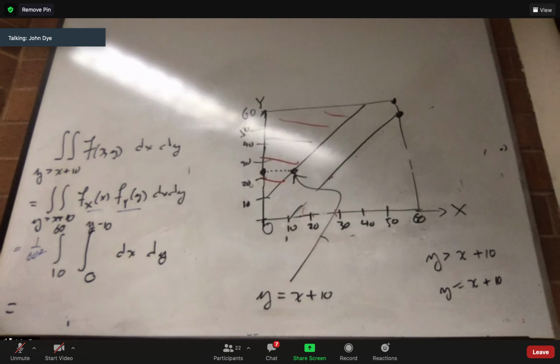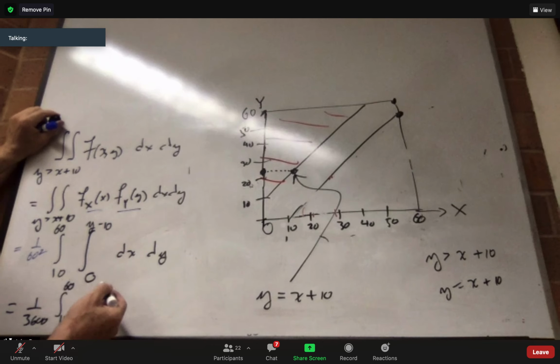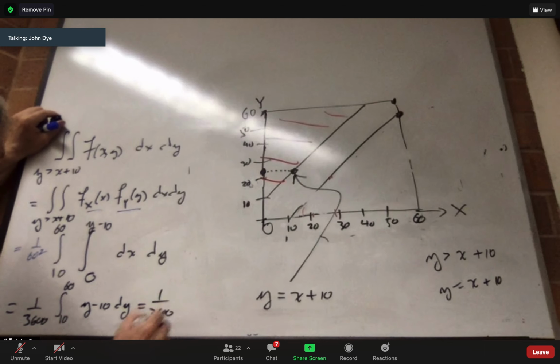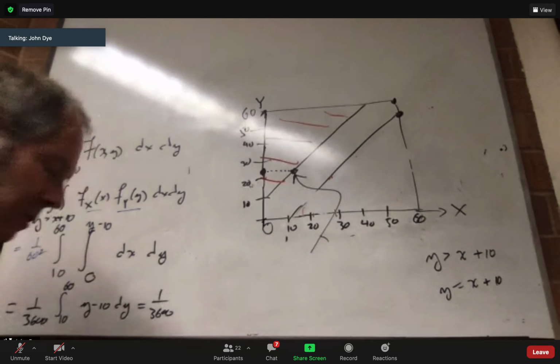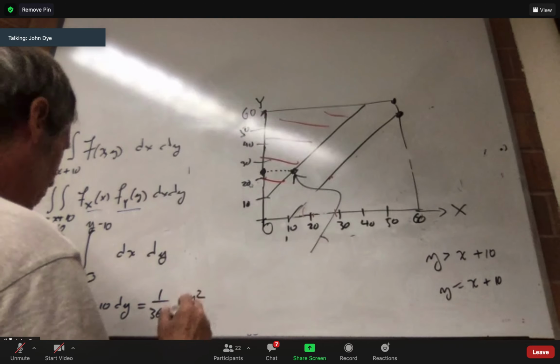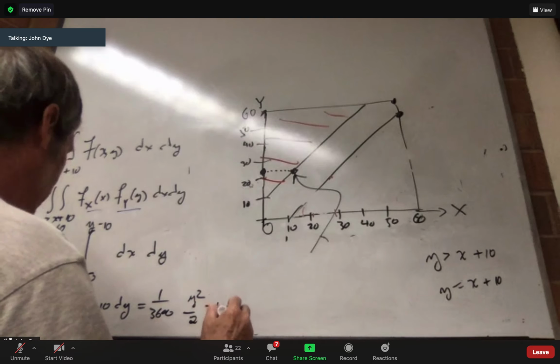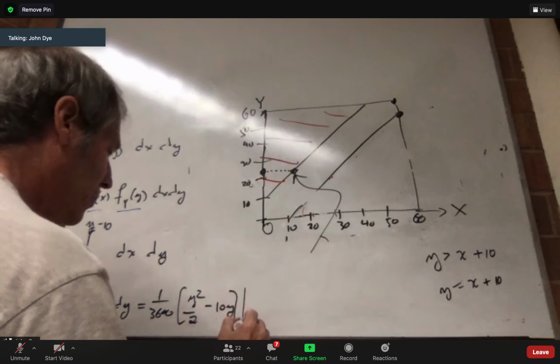So what's the result of this? Well, it's 1 over 3,600. And let's integrate the inside thing first. It's just 1 from 0 to y minus 10. So that's y minus 10. So it's 1 over 3,600 times, well, what's this? It's a little messy. I like doing it geometry-wise, but I've got to fight for everything. So this is y squared over 2 minus 10y, from 10 to 60.